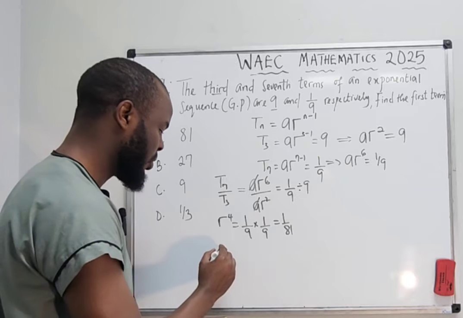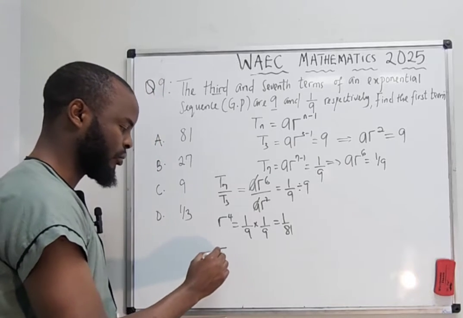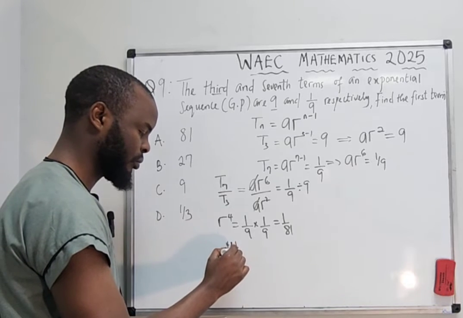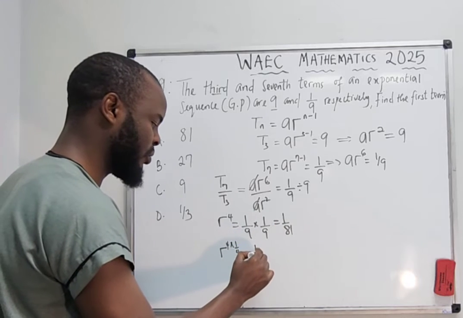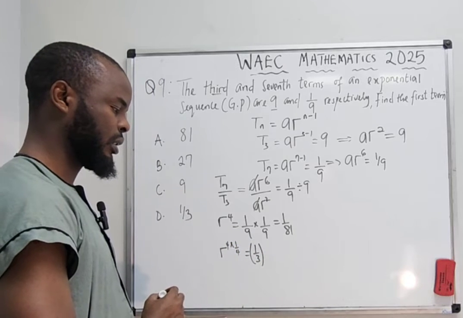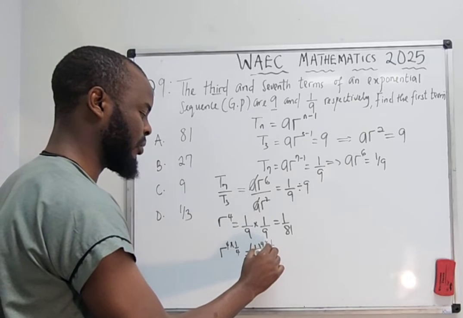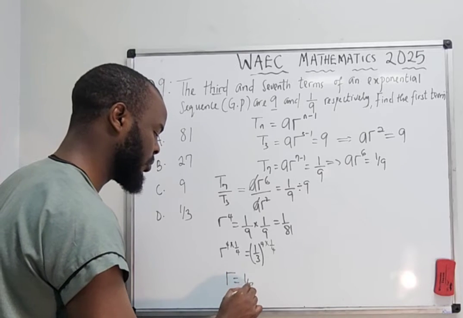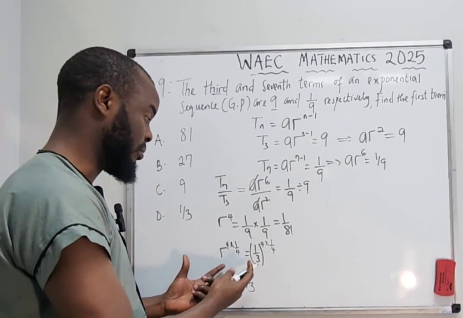Then what is r? To get r, you can find the fourth root, that is, multiply by 1/4 in the power. 1/81 is the same thing as saying 1/3 to the power of 4. Multiplying this by 1/4, finally you get the common ratio to be 1/3. What I just did here is simple indices.